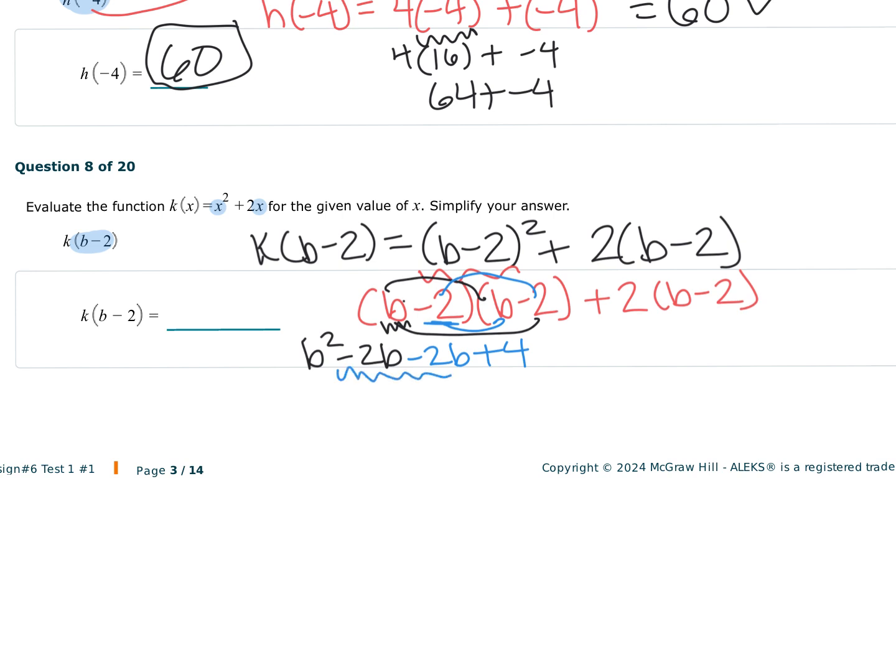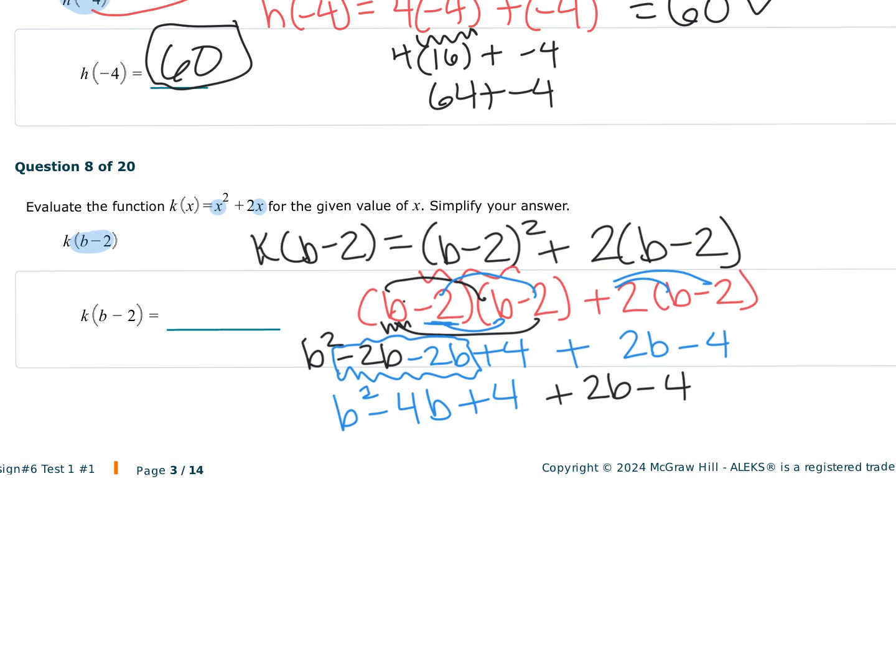And then I combine here. Those are like terms. So negative 2b minus 2b is negative 4b. So b squared minus 4b plus 4. And then over here, I'm going to go ahead and distribute. Okay, so that's going to be plus 2b minus 4. And I'm going to drop that down.